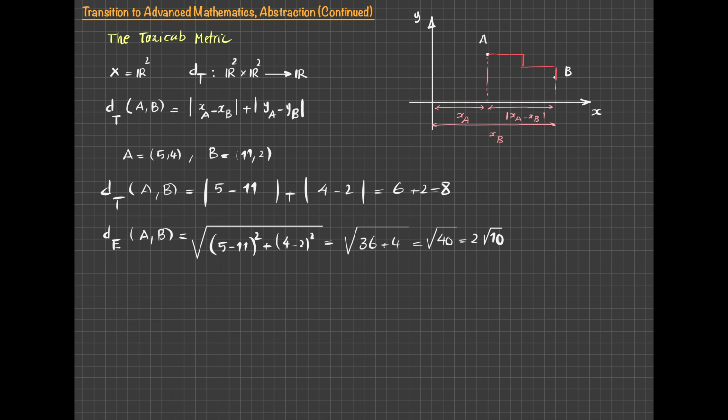But let me say this is different from Euclidean distance, because in Euclidean distance the shortest distance between them is always one single path.